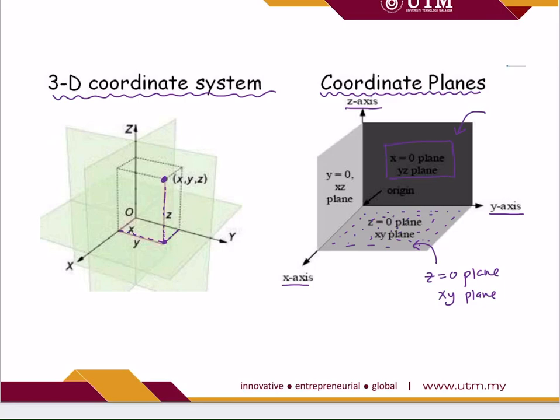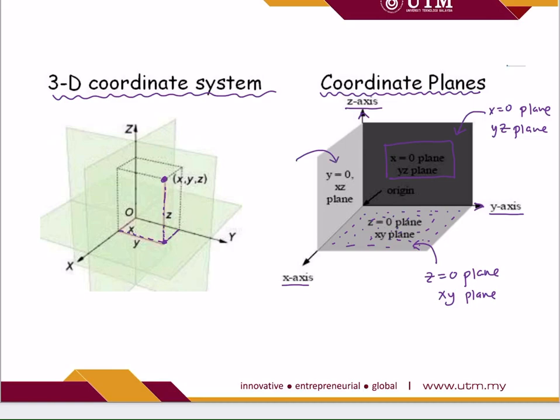This one is between the y and z axis, so we call it the yz plane, or the x equal to 0 plane, because all the values on this plane for x are 0. How about this one here?